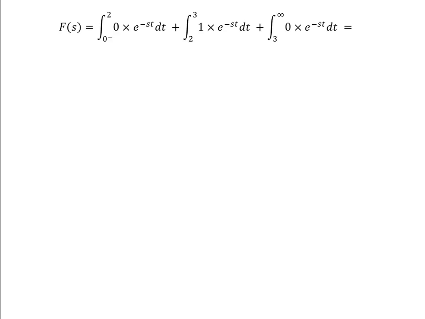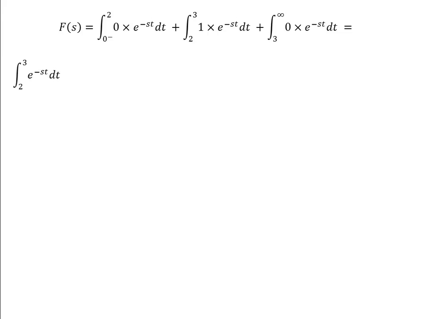F(s) is equal to the integration of 0 multiplied by e^(-st) dt when t is between 0 and 2, plus 1 multiplied by e^(-st) dt when t is between 2 and 3, and again plus the integration of 0 multiplied by e^(-st) dt when t is varying from 3 to infinity. So it's obvious that the first and third integrations are 0, so we have just the second integration.